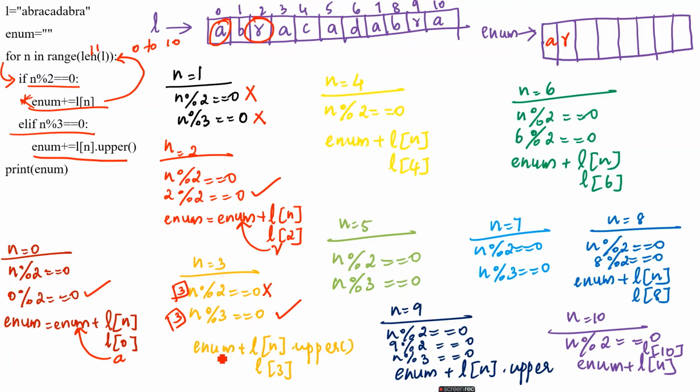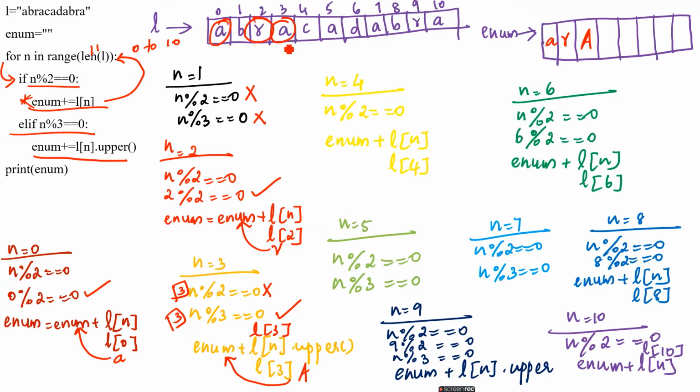That is enum equal to enum plus L of n. L of n means L of 3. L of 3 dot upper. That means we have to take L of 3. L of 3 is small letter A. We have to convert that small letter A to capital letter A and we have to concatenate it to the string enum. So A is added.